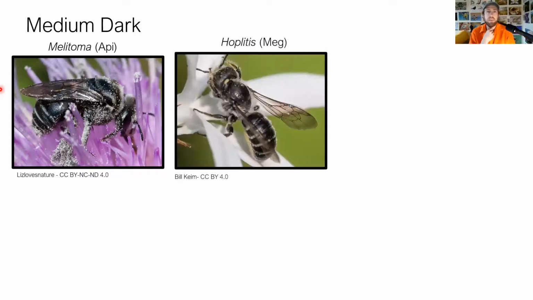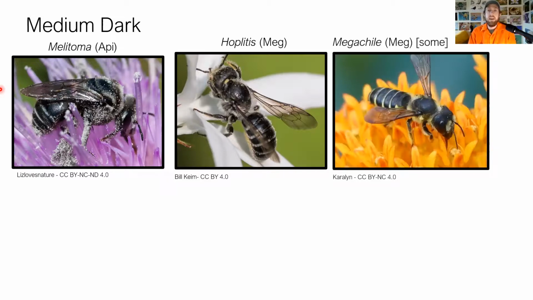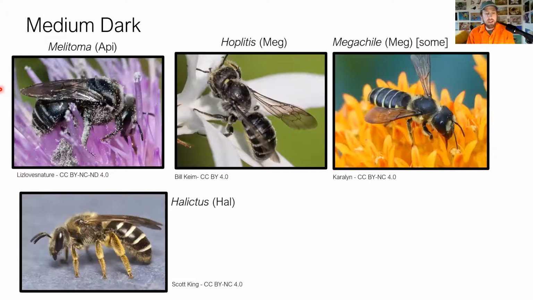Now we have Hoplitis, which is a little Megachilidae. They're active mostly in the spring, and they're kind of shiny with light hairs. They also nest in a wide variety of places, cavities and stuff like that. Now we're seeing Megachile again. As I mentioned, they're super variable in the way they look, so some of them also have this kind of dark look to them. As I said before, they nest in cavities. They're leafcutter bees.